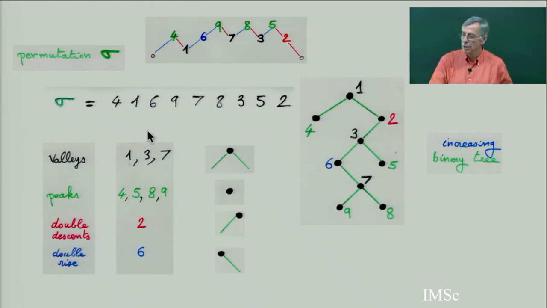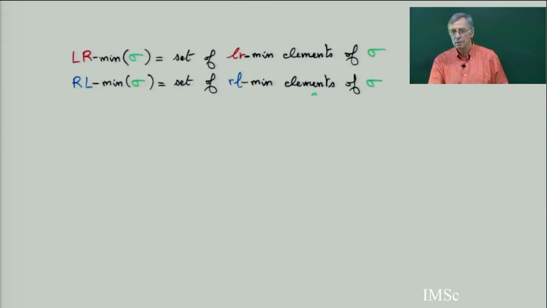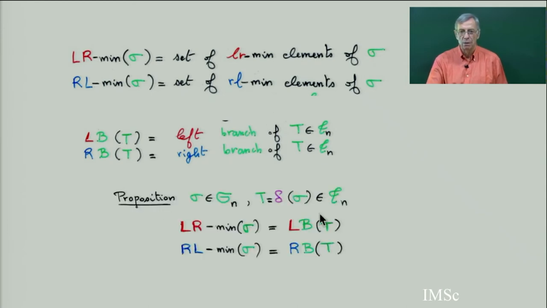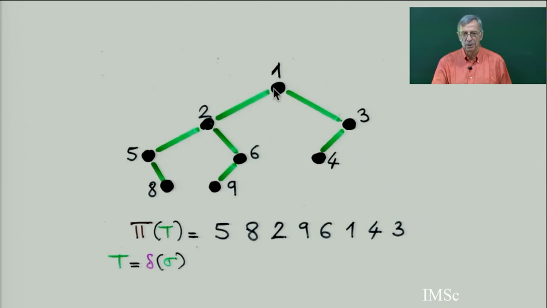And we were working also with the left to right minimum element, left to right maximum, etc. So what does this mean in terms of increasing binary tree? I have the left to right minimum element, right to left minimum element, and then a proposition: the left to right minimum element and left to right maximum are exactly what is called the left branch of the increasing binary tree, and the principal right boundary. I don't know the exact vocabulary, but with the picture you will see better.